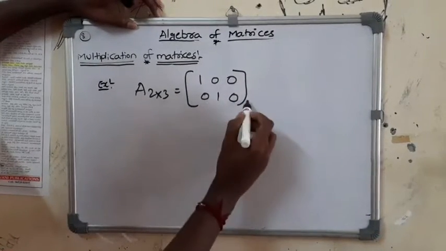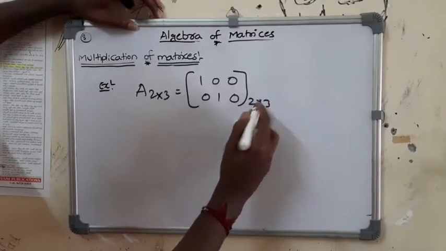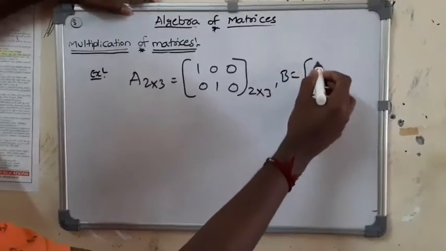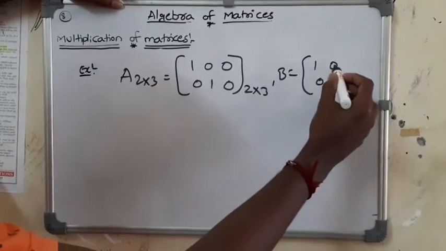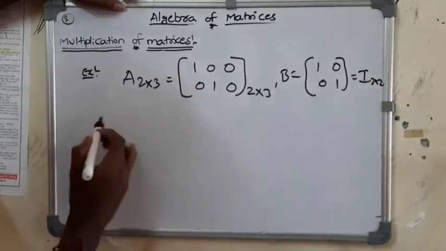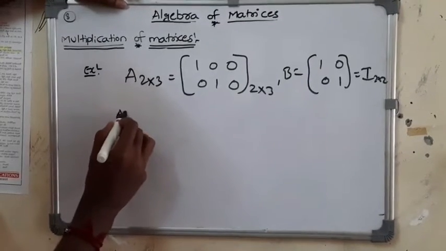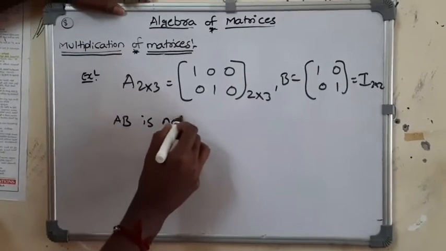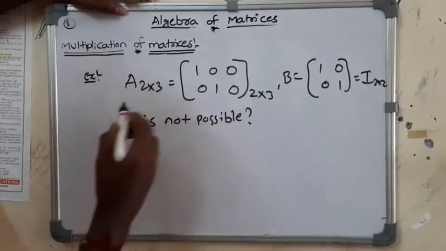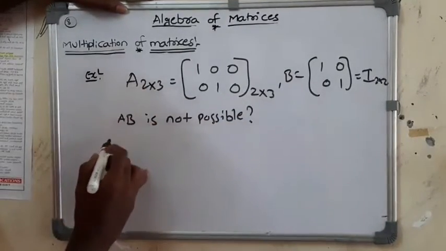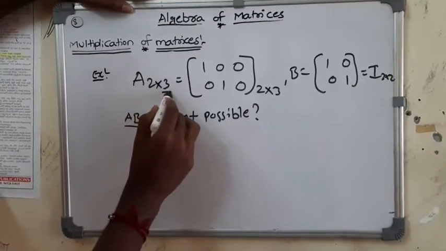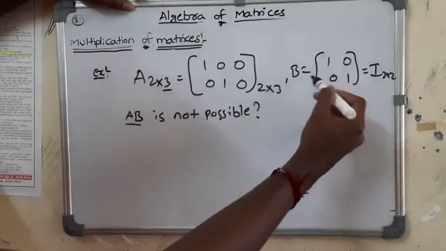It is a matrix of order 2 rows and 3 columns, so 2 by 3 order, and take B matrix as 1 0 0 1, which is also called the identity matrix of order 2 by 2. If you see here, AB is not possible. AB is not possible. Why? So far we discussed that AB is possible if and only if the number of columns in A equals the number of rows in B.